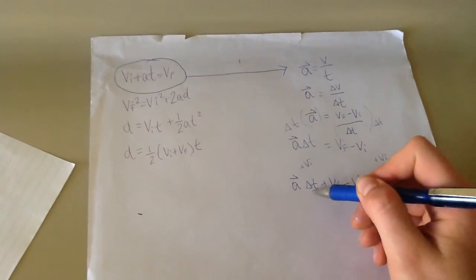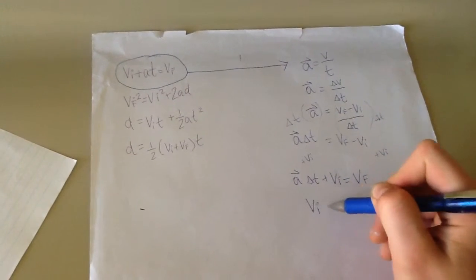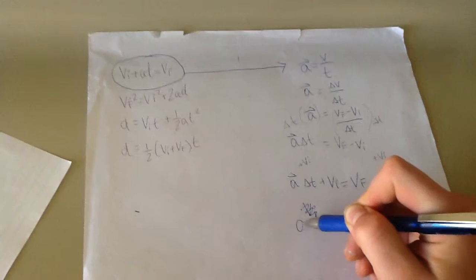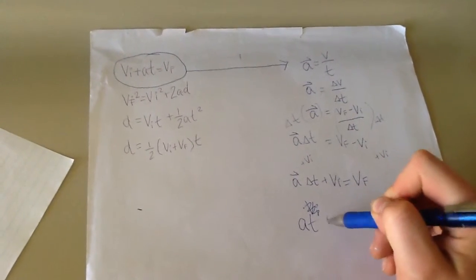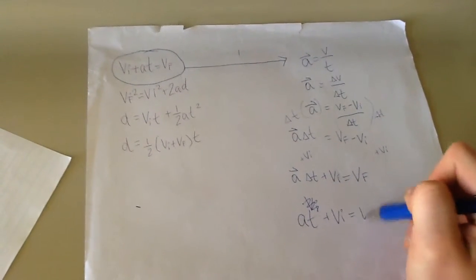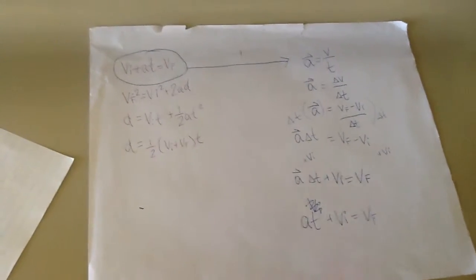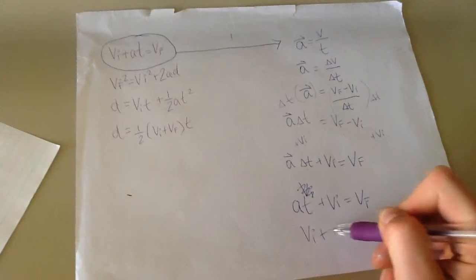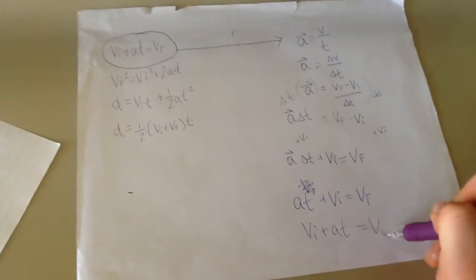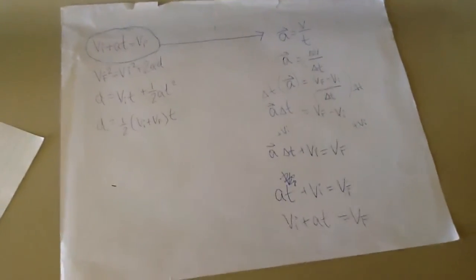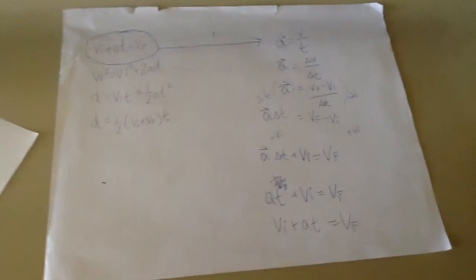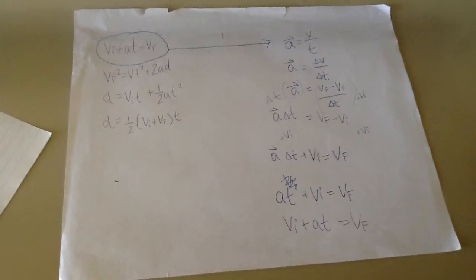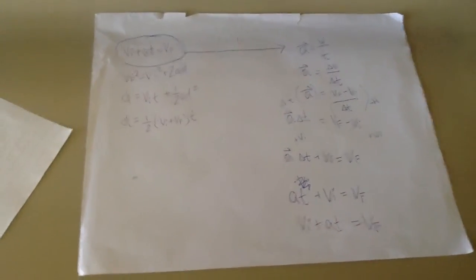We're going to switch this to this side. I'll show it to you one step more. So take away all those funny letters. at plus Vi equals Vf. And to put it back into our original one, we're going to switch these two around. Vi plus at equals Vf. Velocity initial plus acceleration multiplied by time equals your velocity final. That is the first of our kinematics equations, and that is how that kinematics equation came to be.